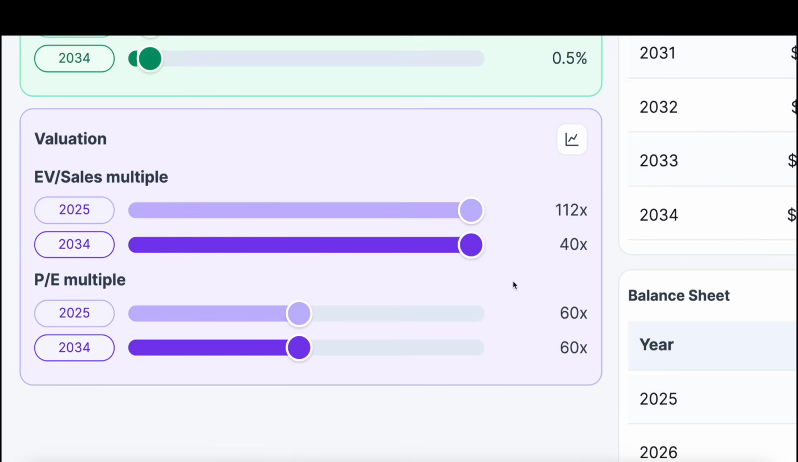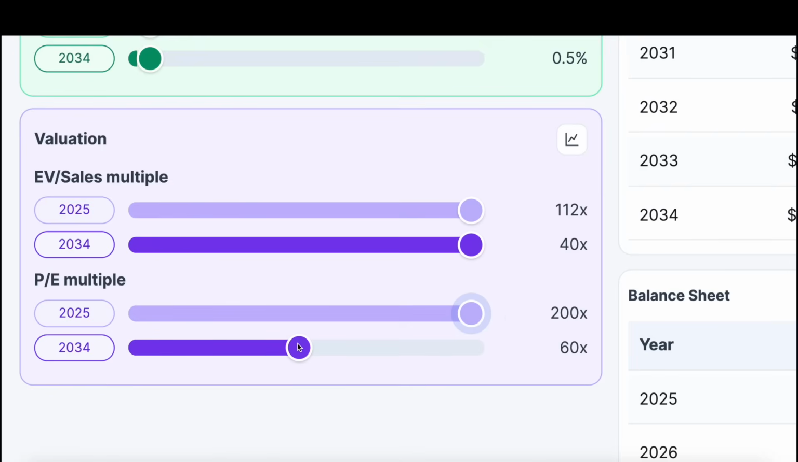Let's just say 40 times. But we're going to bring that down when we look at what comes of it. As for the PE multiple, again, this is also super high. This is probably something like 200. I would have to check, but for now, we can say currently trading for 200 times.